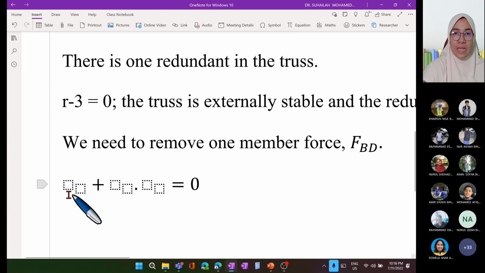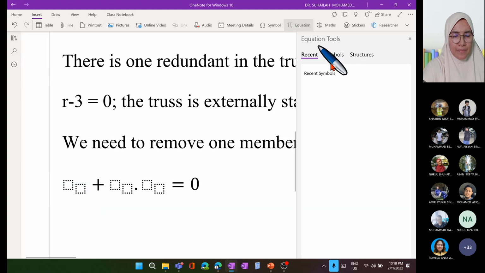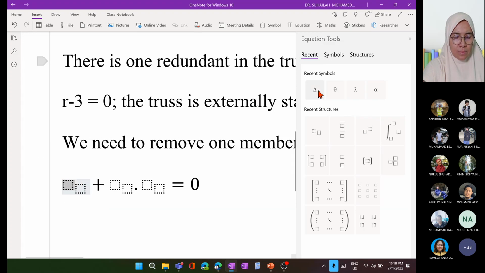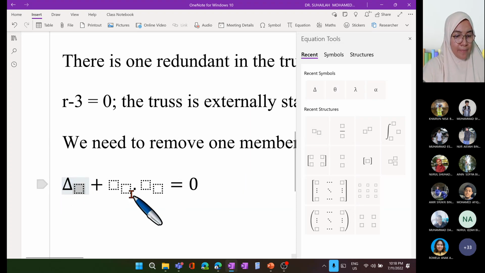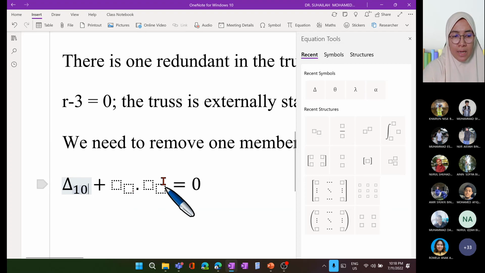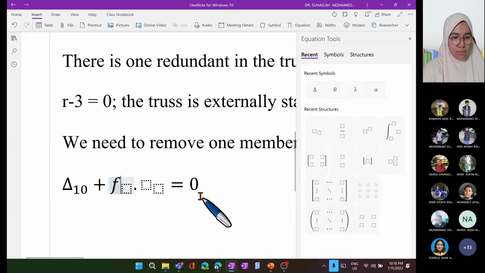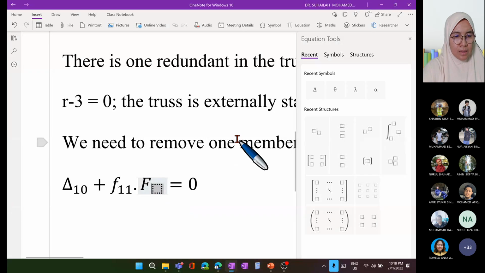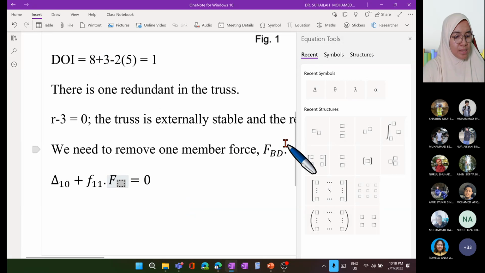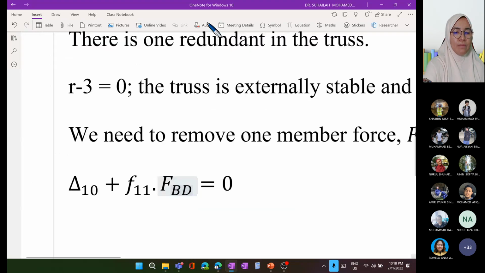We use the standard form. It is delta, not F. Delta is for redundant. This is for primary. Delta 1 not. Small f is for flexibility coefficient. This is F11. F11 times F. Just now we chose BD. Okay, this is the compatibility equation.